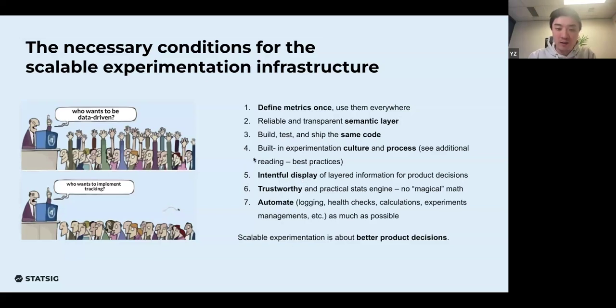So everything here comes down to this one line. Scalable experimentation is really about better product decisions. It's never about fancy experiments or fancy techniques. It's about better product decisions.